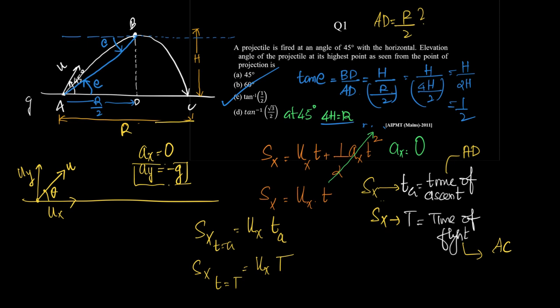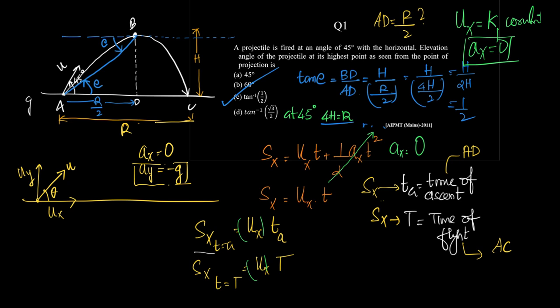So now you may ask me, won't ux vary? See, ux won't vary. Why? Because ux is a constant. Why is ux constant? Because the horizontal acceleration is 0 throughout.